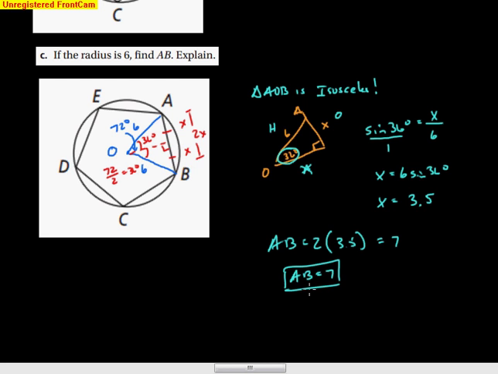So an interesting little problem here involving circles and radii and central angles and all that fun stuff. So hopefully you followed along. Maybe part C was a little bit difficult, but you see how we can use trig throughout the book.